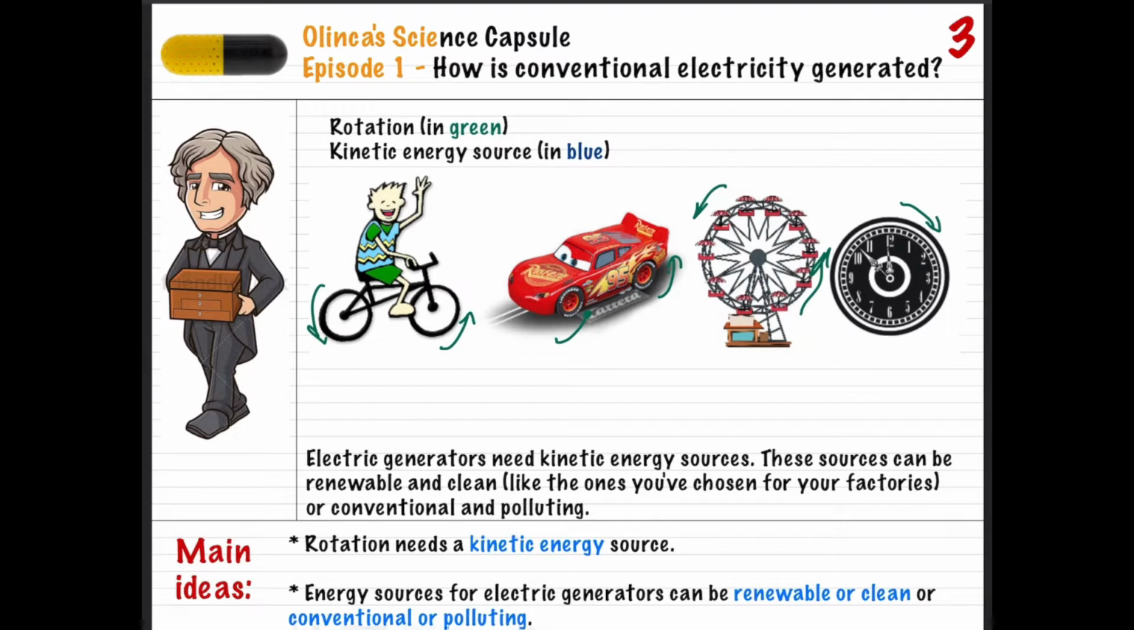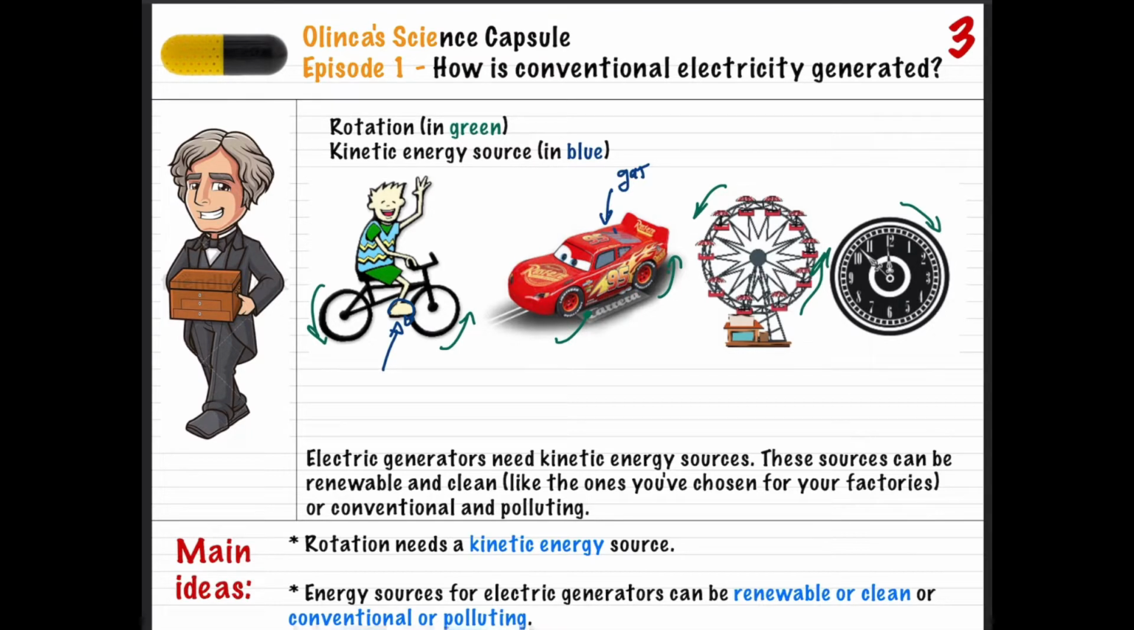This kinetic energy needs an external source. For example, a bike is powered by a kid who's pedaling with their legs and feet. Here you can see the feet, and if it's moving, then it creates kinetic energy. On the other hand, the kinetic energy for a car comes from the combustion of gasoline or gas. So you can imagine that there's gas here and there's a combustion. So it makes the car move.